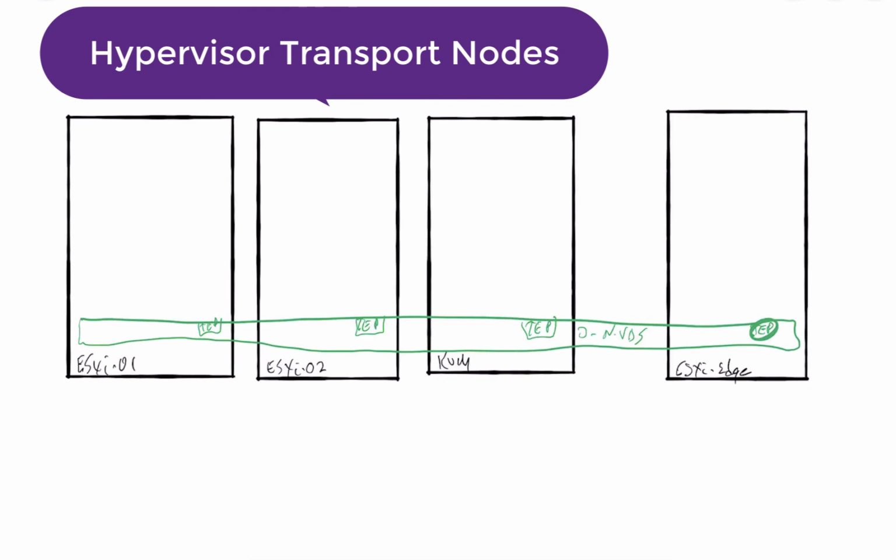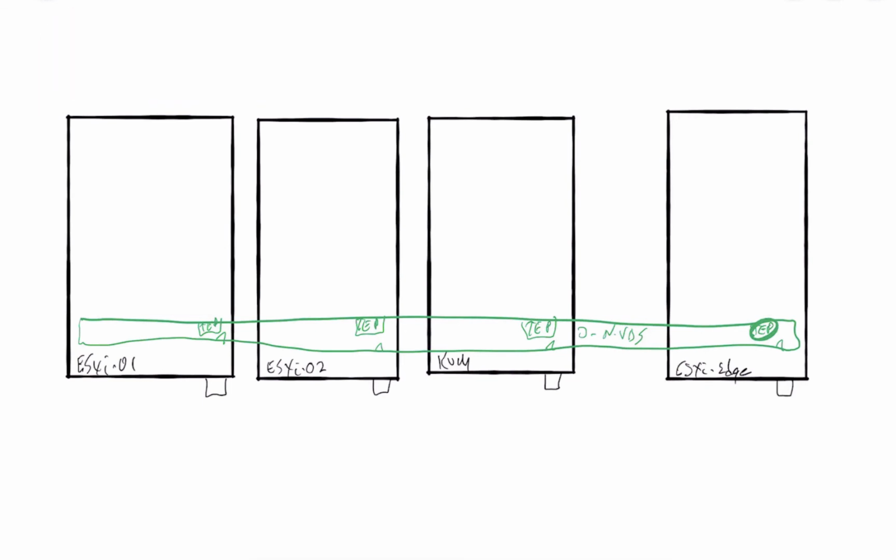One thing that I didn't draw yet is the fact that there is going to be an uplink on that N-VDS on each of the hosts, and the uplink will of course be mapped directly to the physical NIC that the transport nodes have. So the uplinks are going to be tied to the physical NIC or a link aggregation group, if you had multiple NICs associated there.